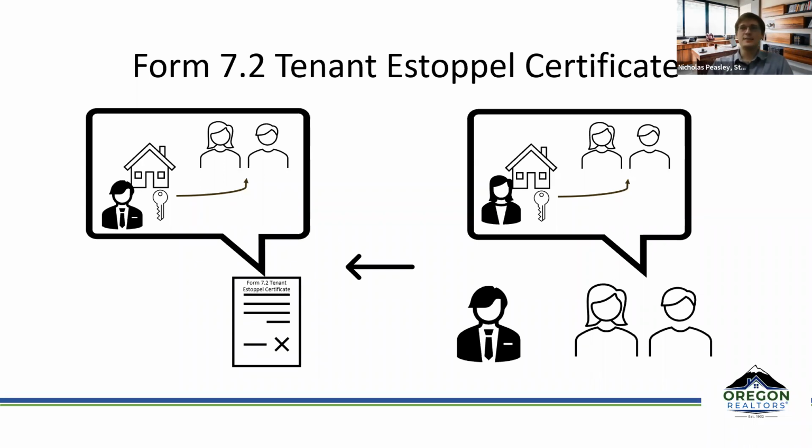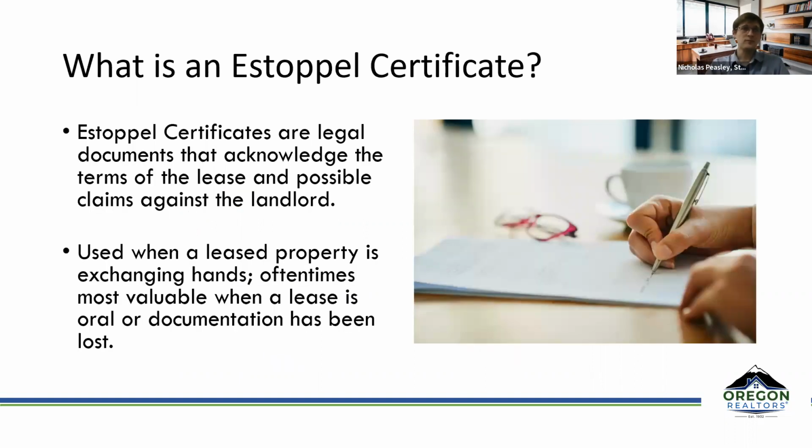So we're going to talk about the estoppel certificate next. This is Form 7.2. What is an estoppel certificate? These are legal documents that acknowledge, and basically they're affidavits of, the terms of a lease against possible claims against the landlord.